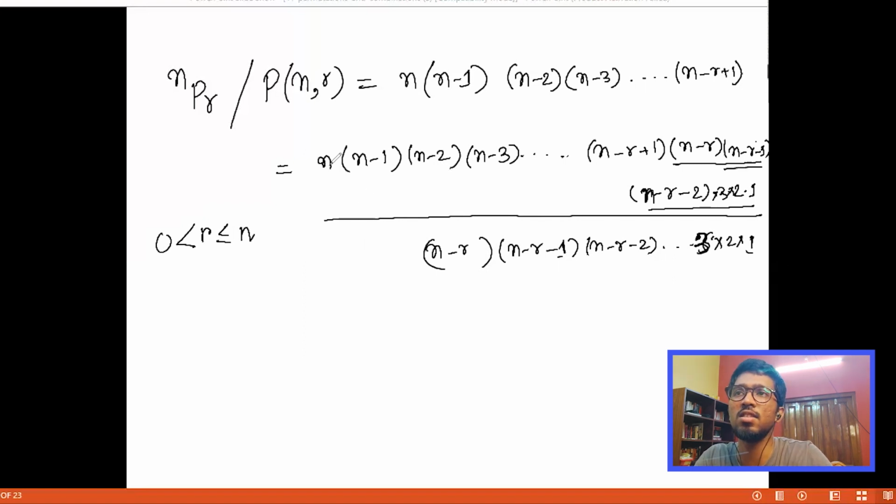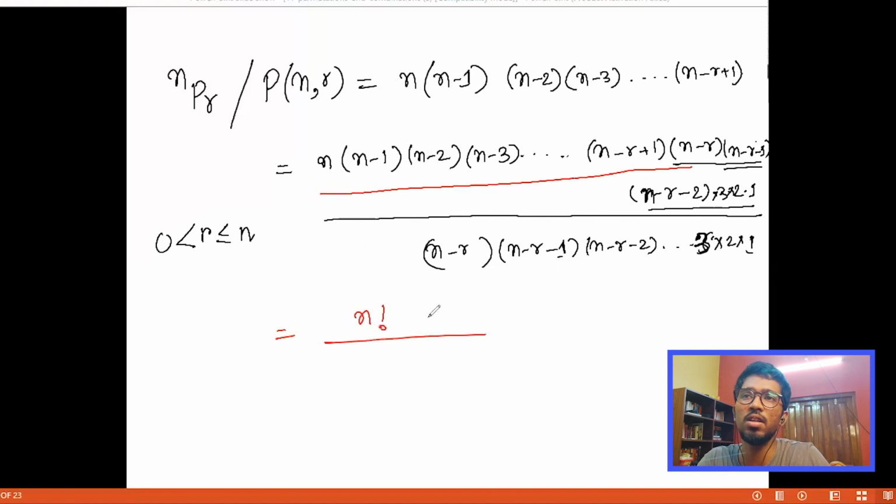Now let's simplify it. As you can see, the numerator part is nothing but we are starting from 1 and going to n. So this is nothing but n factorial. And the denominator, we are starting from n minus r, then n minus r minus 1, then n minus r minus 2, up to 1. So it will be nothing but n minus r factorial. So this is the simplified form of nPr.